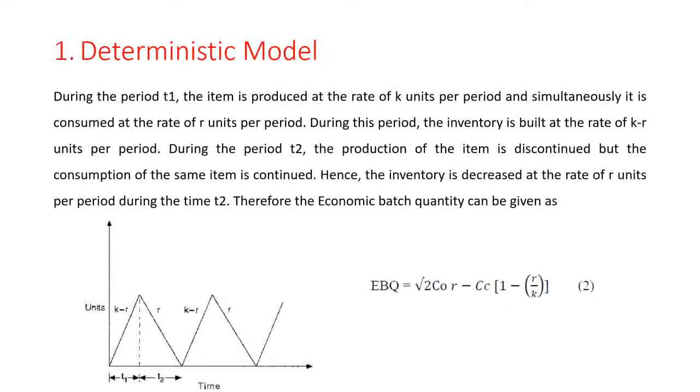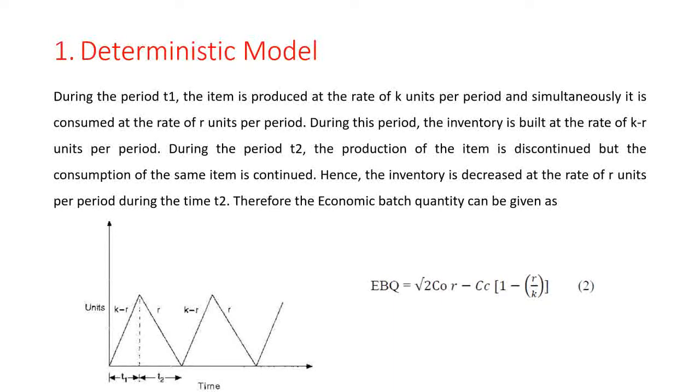The item is produced at the rate of K units per period during the time T1, and simultaneously it is consumed at the rate of R units per period. Then the production of the item is discontinued, but the consumption of the same item continues. So this is our K and R. The total time period of T1 is for K minus R, and here we have R only.